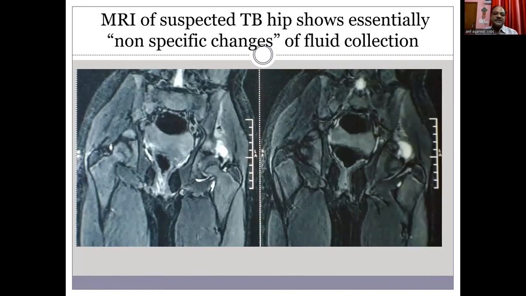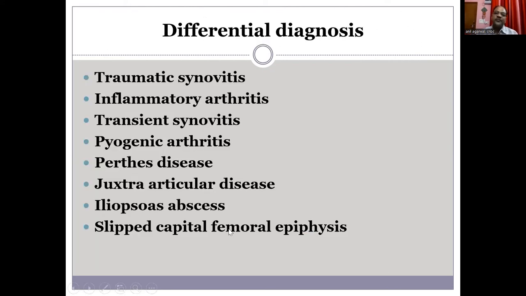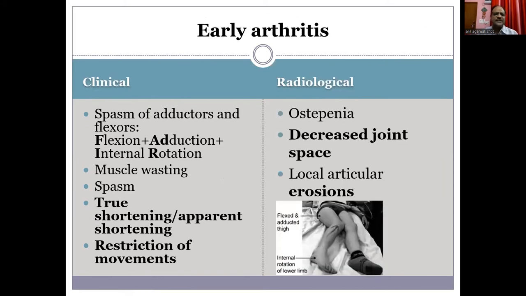When you do an MRI in this case, it is no different from septic arthritis, transient synovitis, or any other irritable hip condition which you have for this age group. So you have a long list for differential diagnosis at this particular age. I will not go into the details.